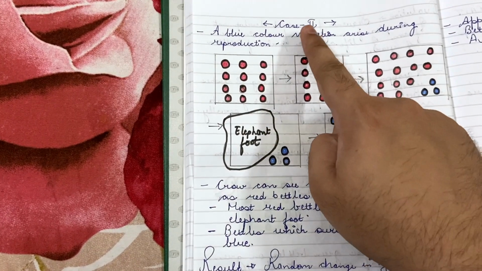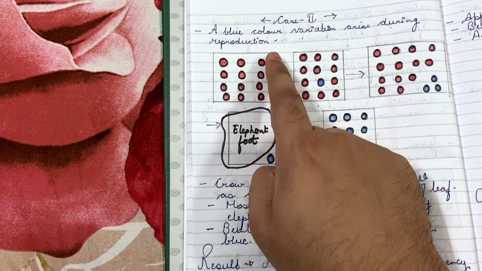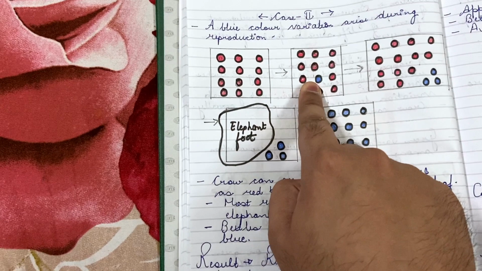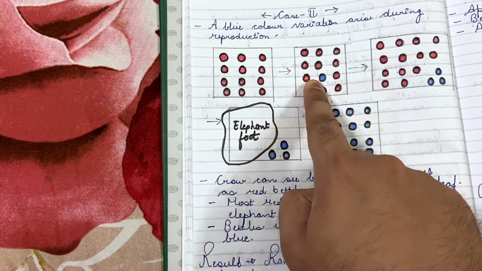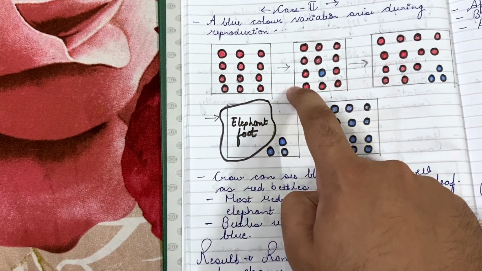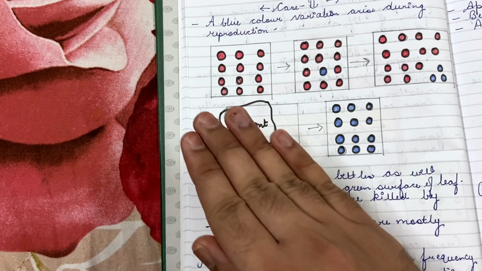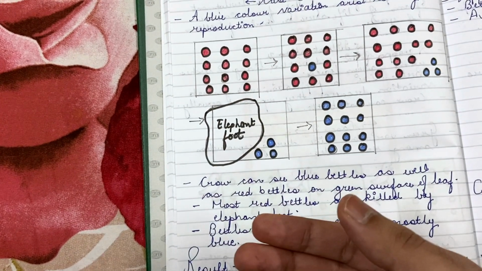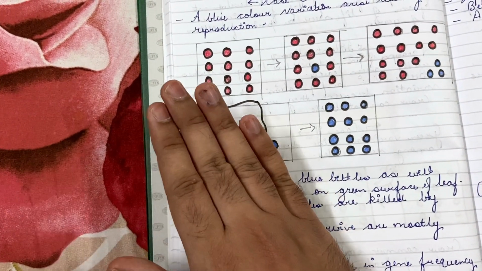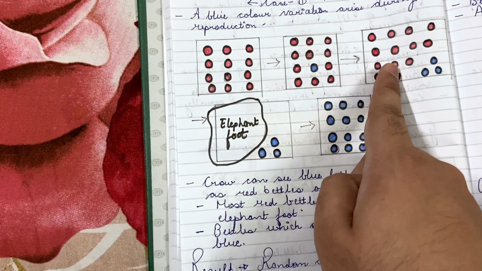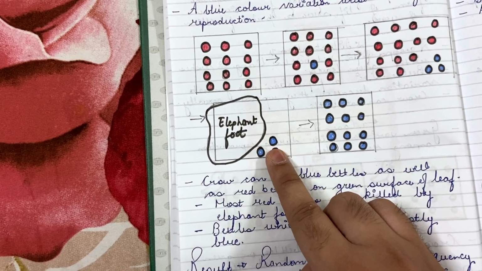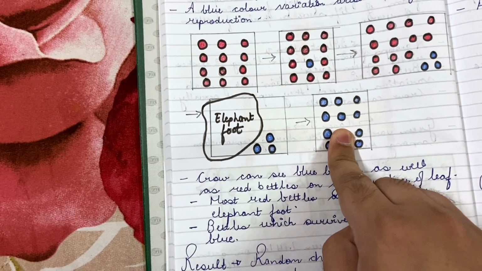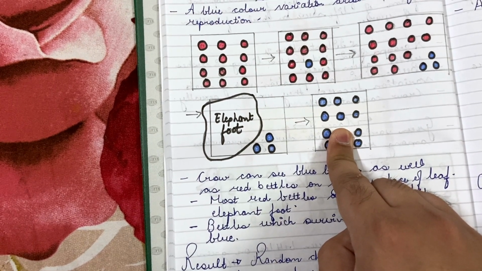Now let us look at case 2. In case 2, let us assume that in the red colored beetle population, a blue color variation arises. And when the beetles were sitting on the surface of this leaf, an elephant comes and puts its foot on the beetles. It was a matter of chance that when the elephant placed its foot, all red beetles were killed. So now in the population, only blue beetles are left. So what does this prove? This is an example of genetic drift.